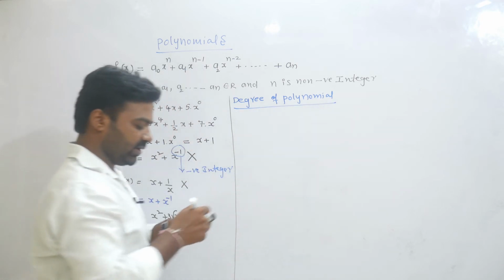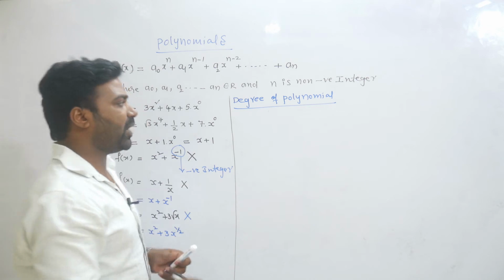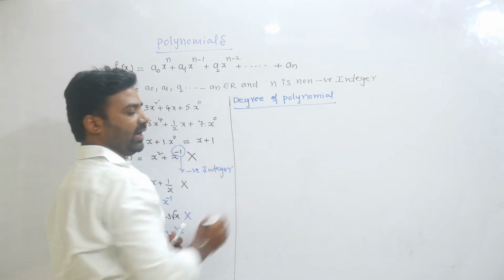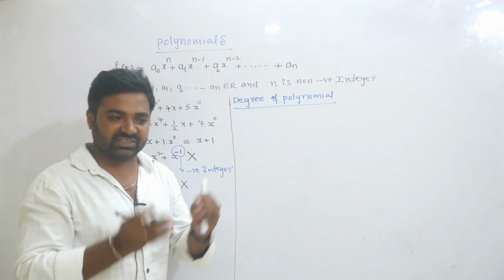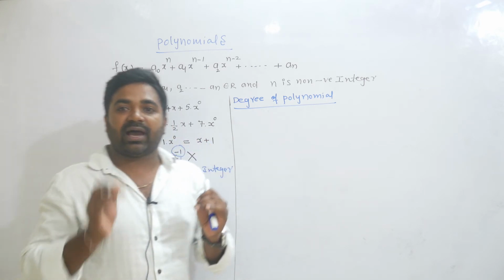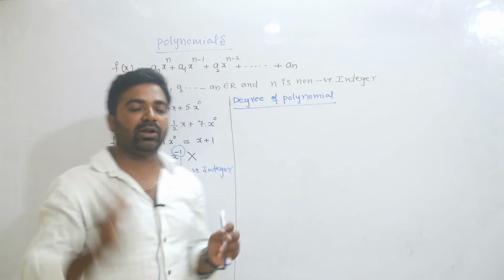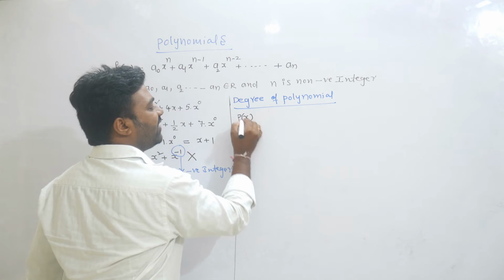Okay, now degree of polynomial, definition. In a polynomial, the highest power of the variable. First of all, it is a polynomial. In that polynomial, the highest power of the variable. See, now p of x or f of x, whatever may be, p of x is a polynomial.